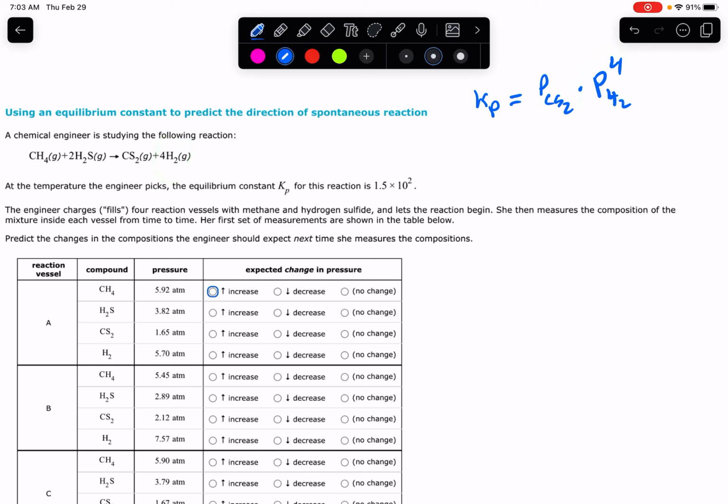Then I'm going to put that all over my pressure of CH4 times the pressure of H2S. And if you take a look over here, for H2S we have a 2, so that means that over here we're going to have to put a 2. Now, they give us that value is equal to this right here, 1.5 times 10 to the second.